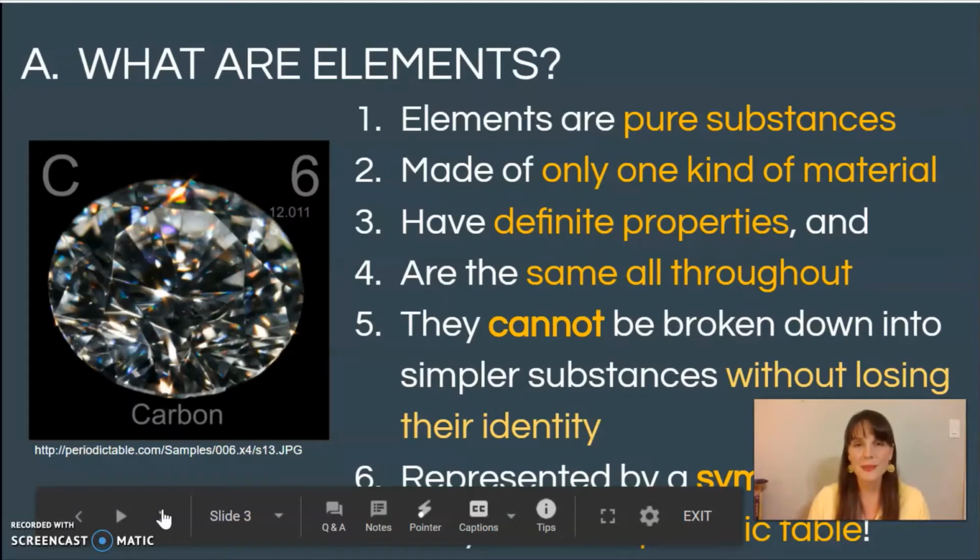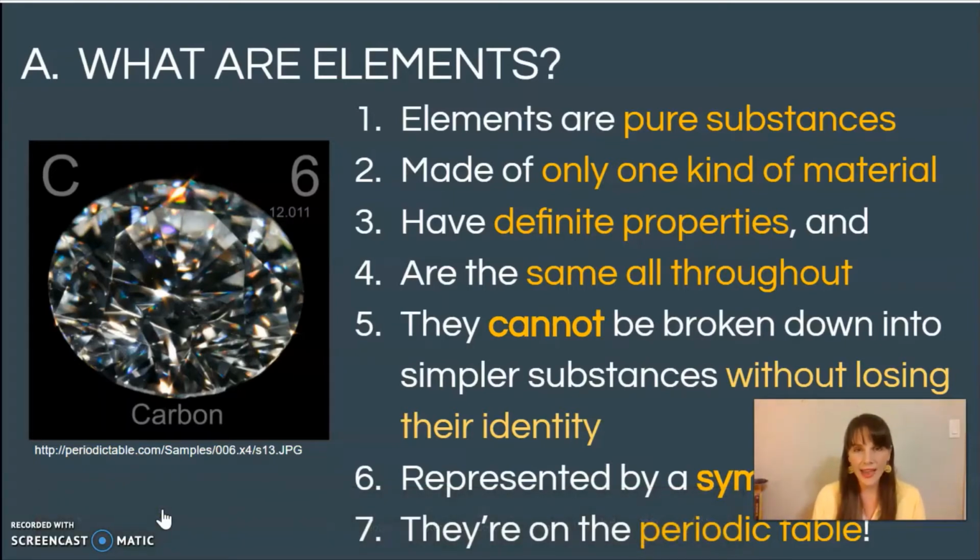So let's think about what we already know. What are elements? Elements are pure substances. They are made of only one kind of material. So in an element, there's only one kind of atom. And even down to that single atom, elements have definite properties and they're the same all throughout. Every atom in an element has the correct number of protons for that element. They're all that kind of atom.